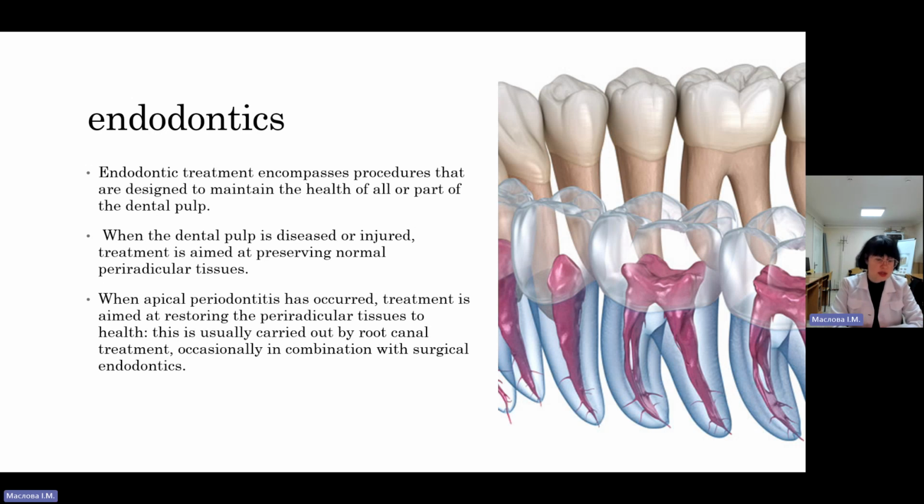Endodontic treatment encompasses procedures designed to maintain the health of all or part of the dental pulp. When the dental pulp is diseased or injured, treatment is aimed to preserve normal periradicular tissues. When apical periodontitis has occurred, treatment is aimed to restore the periradicular tissues to health. This is usually carried out by root canal treatment in combination with surgical endodontics.